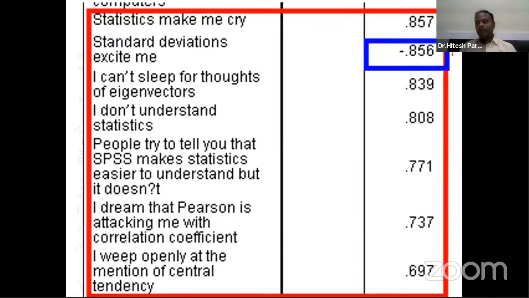It is a 5-point scale. So ideally, this statement should be reverse coded. Why? Because it is a positive statement: standard deviations excite me. And if you examine the other statements, they are negative statements related to fear of everything. So ideally, what should we do? The respondent who has given 1 should be coded as 5, 2 should be coded as 4, 3 will remain 3, 4 should become 2, and 5 should become 1. Is it clear, everybody? This statement should be reverse coded, so the coding should be done like this.